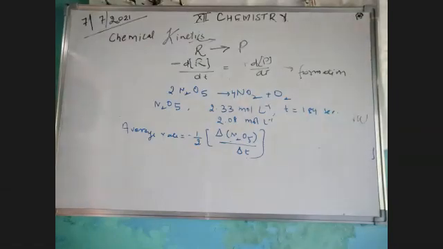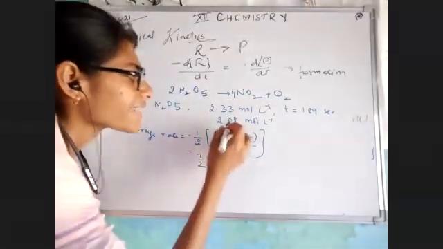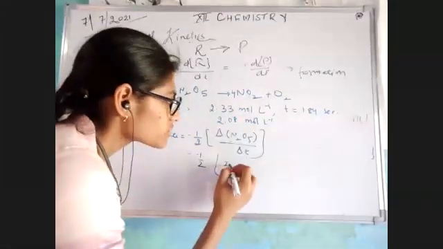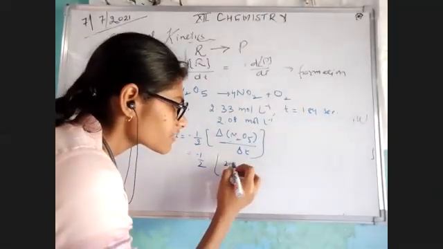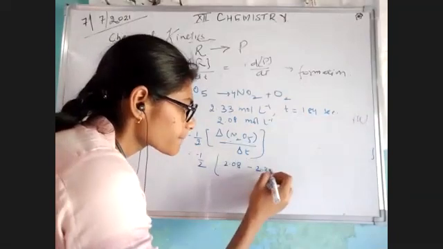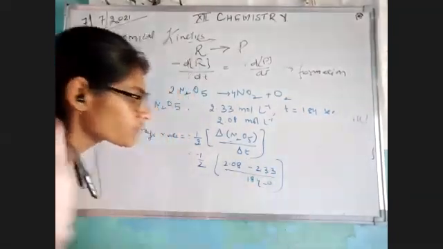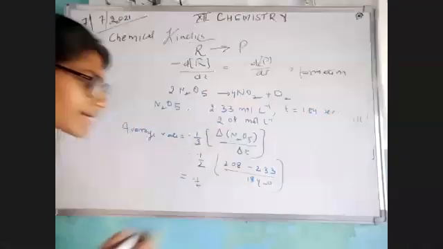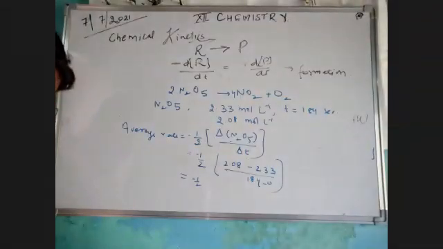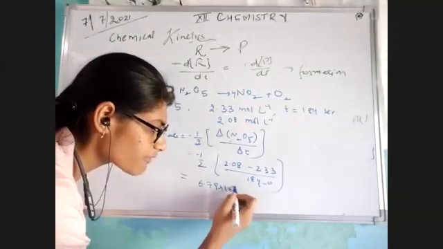Clear? So let's begin with the question. We have been given the initial concentration was 2.33 and the final was 2.08. And the time t is 184 minus 0 because it was the initial time. You can easily solve it, and suppose my answer is coming 6.79 into 10 raised to power minus 4.